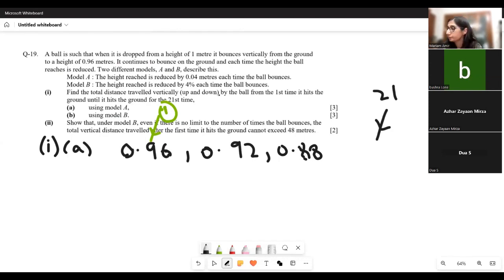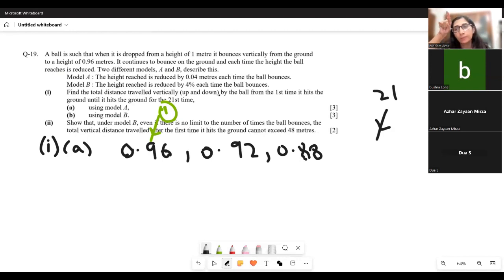Using the formula with first term 0.96, applying the formula for the nth term is absolutely fine. One second, I think we have to go only up to 20. Yes, let me reread the question. It says find the total distance traveled vertically up and down by the ball from the first time it hits the ground until it hits the ground for the 21st time.